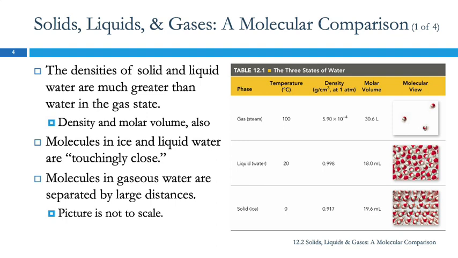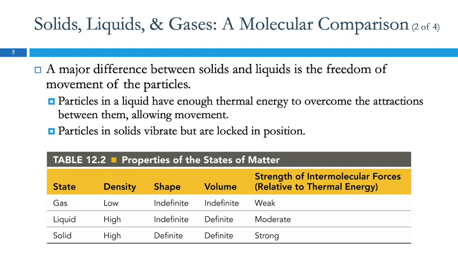Okay, so here the molecules are very far apart, and so the density is very low because there's a lot of empty space. The liquid and the solid have densities that are very similar to each other because there's not very much empty space. The big difference between solids and liquids is how those particles can move relative to each other.